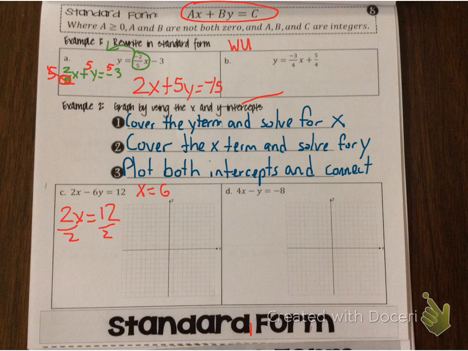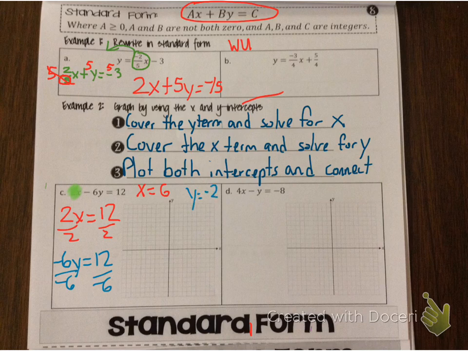Then I'm going to do the same thing for the y. If I cover up my x term, I will have negative 6y equals 12. Then I would divide by negative 6, and y would be negative 2.